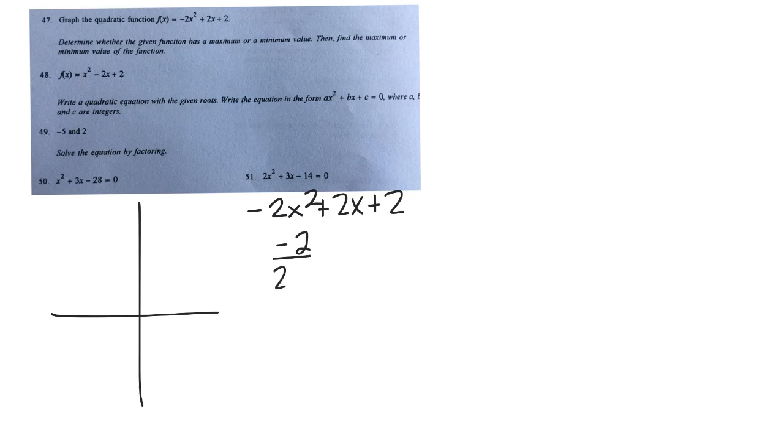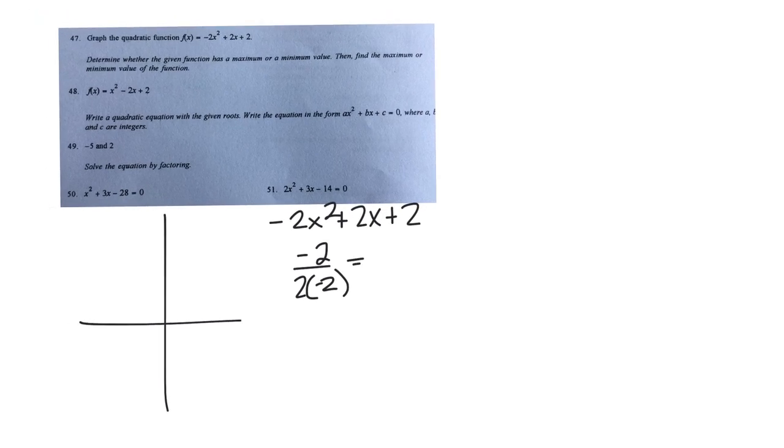And graph the function f of x equals negative 2x squared plus 2x plus 2. So let's get a better color. We're going to start by finding the vertex. Negative 2 divided by 2 times negative 2. Negative b over 2a is that formula. Negative 2 over negative 4. Negative 2 over negative 4 is positive 1/2.